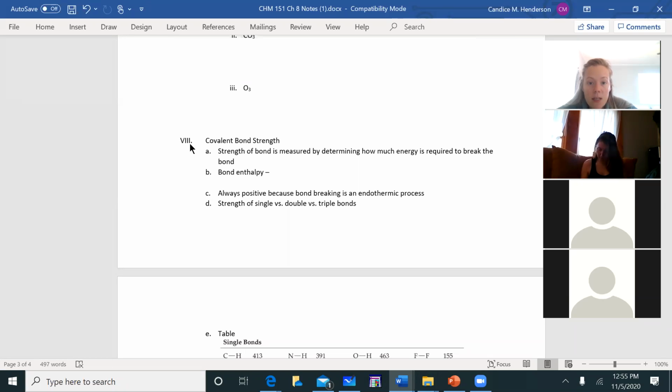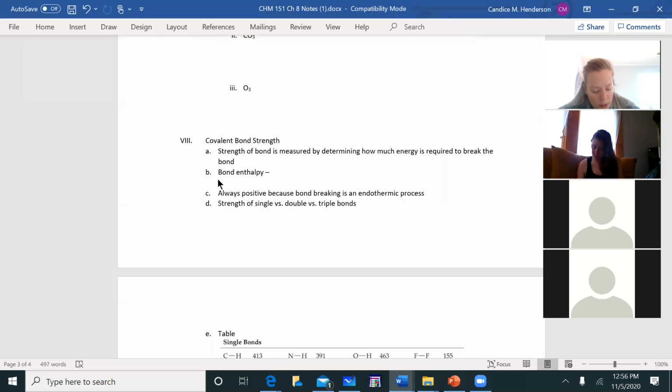And we've gone over this a little bit. You know that double bonds are stronger than single bonds, and triple bonds are stronger than double bonds, right? Your single bond is going to be like having one stick and breaking it. Your triple bond is going to be stacking 3 sticks together and trying to break those.